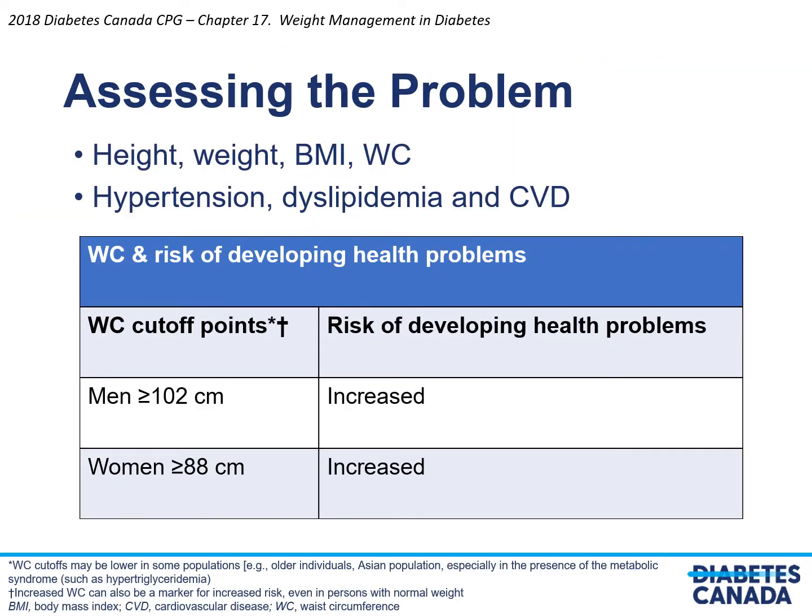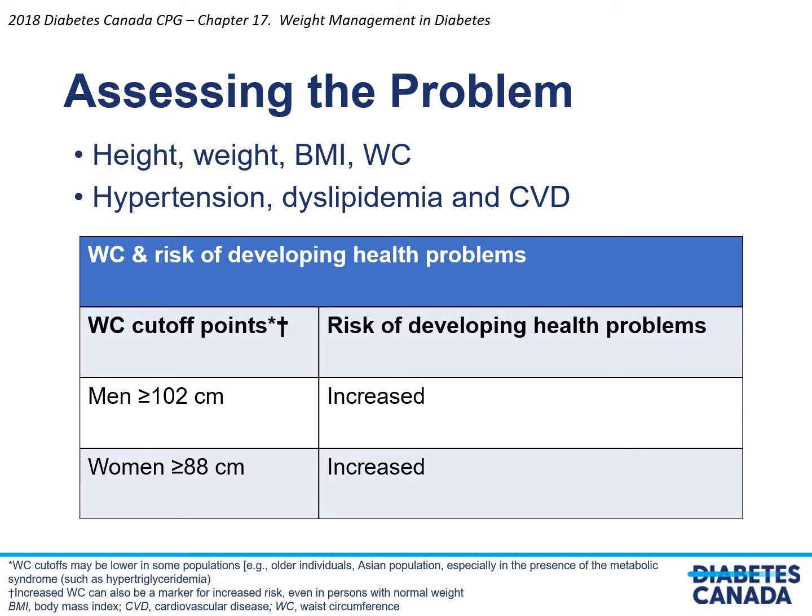Further measurements besides BMI can be taken to assess the risk of developing medical complications in patients living with overweight and obesity, including waist circumference. We can also look at other comorbid conditions such as hypertension, dyslipidemia, and cardiovascular disease.